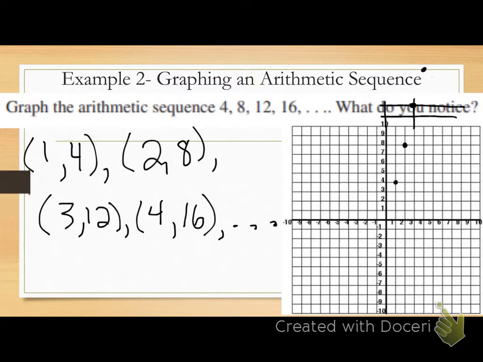4 over 1. Very good. I'm rising 4, running 1 each time, right? My change in y is 4. My change in x is 1. Any questions on example 2? No. So arithmetic sequences will always be linear. Does everyone see that? Yes, sir. Moving on.